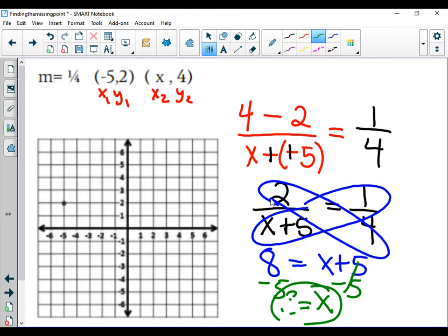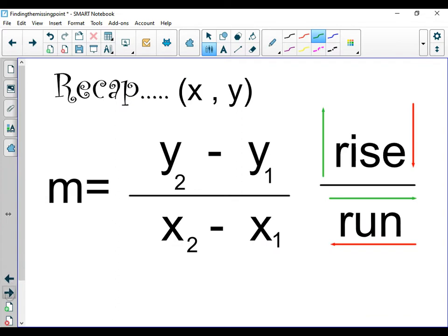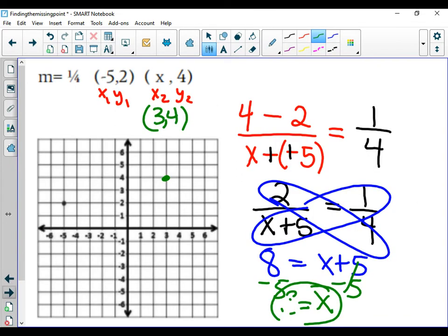So the point that you have here is negative 5, 2. The missing point is 3, 4. So I'm going to go over to 3, up 4. And that is the point that I'm missing. Now, for rise over run, which is your slope, that means you're going to go up 1 over 4. So if I go up 1 over 4, 1, 2, 3, 4, this would be another point on the line.